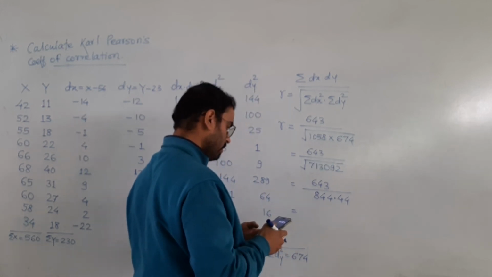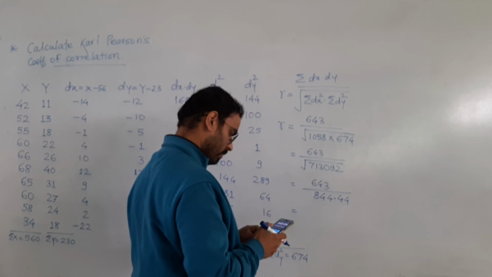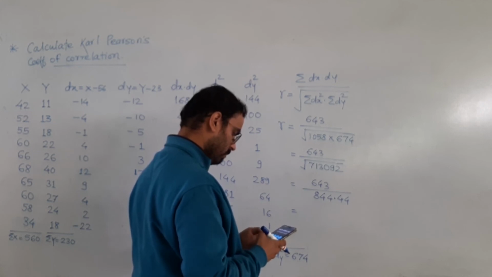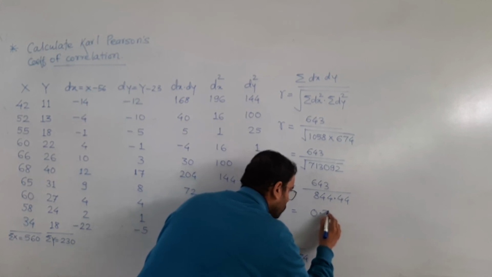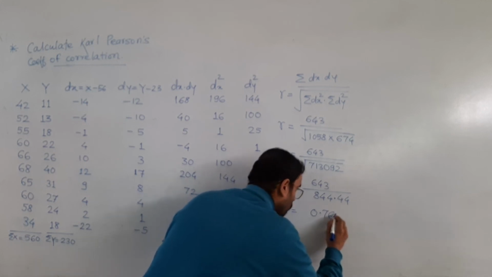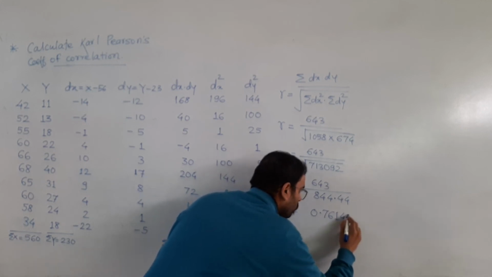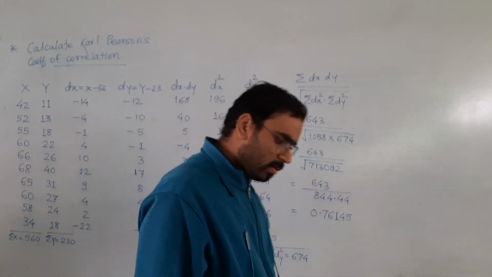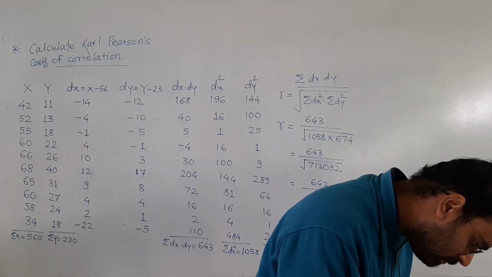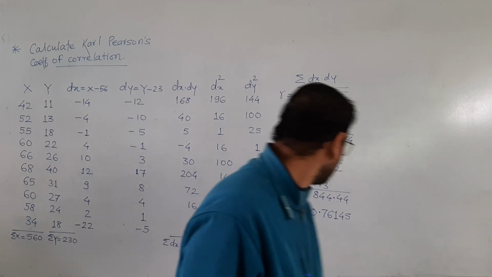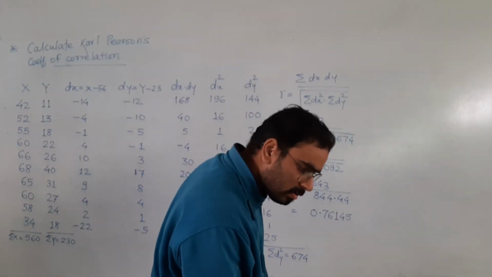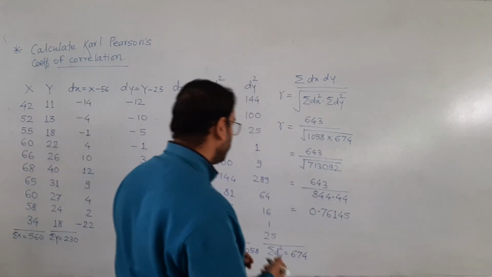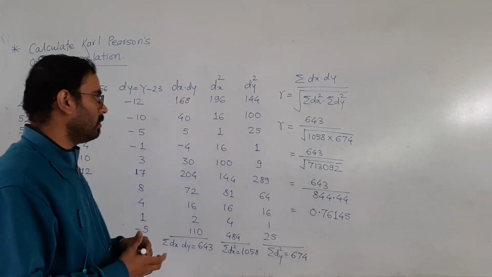So just calculate it. 643 divided by 844.44. So it is coming 0.76145. So I got this value. That will be your answer. You just have to check whether you are getting the answer or not.